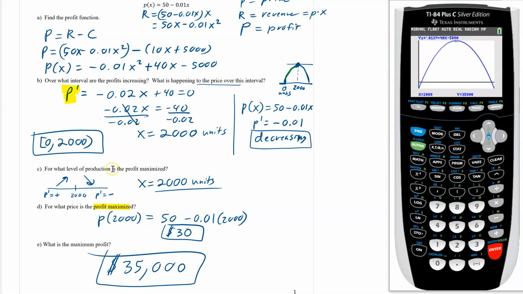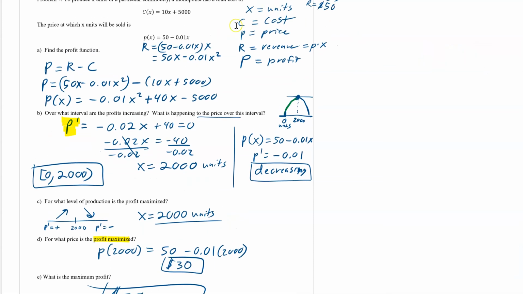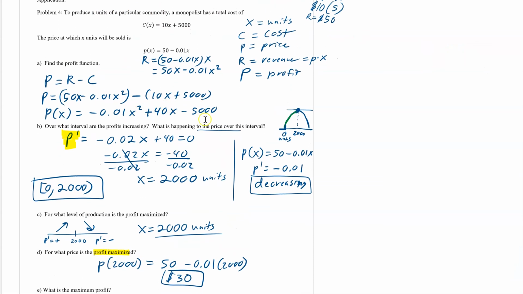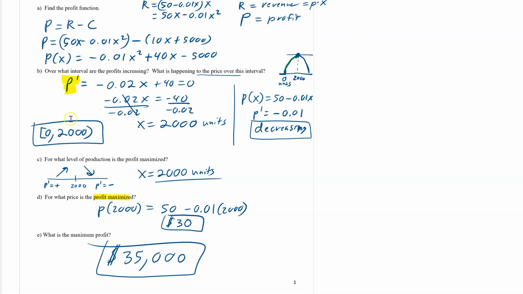So for what level of production is profit maximized? 2,000. If you plug 2,000 back into the price function, it tells us the price. And then if we plug that 2,000 back into the profit function, it tells us our profit. So those are our answers for everything. So if we sell it for $30, we'll sell 2,000 units, which will maximize profit at $35,000. Don't decrease the price anymore. We're good to go.